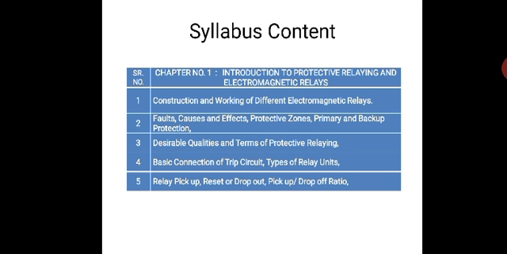There are a number of contents. First, construction and working of different electromagnetic relays, fault, causes and effects, protective zones, primary and backup protection, desirable qualities and terms of protective relaying, basic connections of trip circuit, types of relay units, relay pickup, reset or drop out, pickup and drop off ratio.